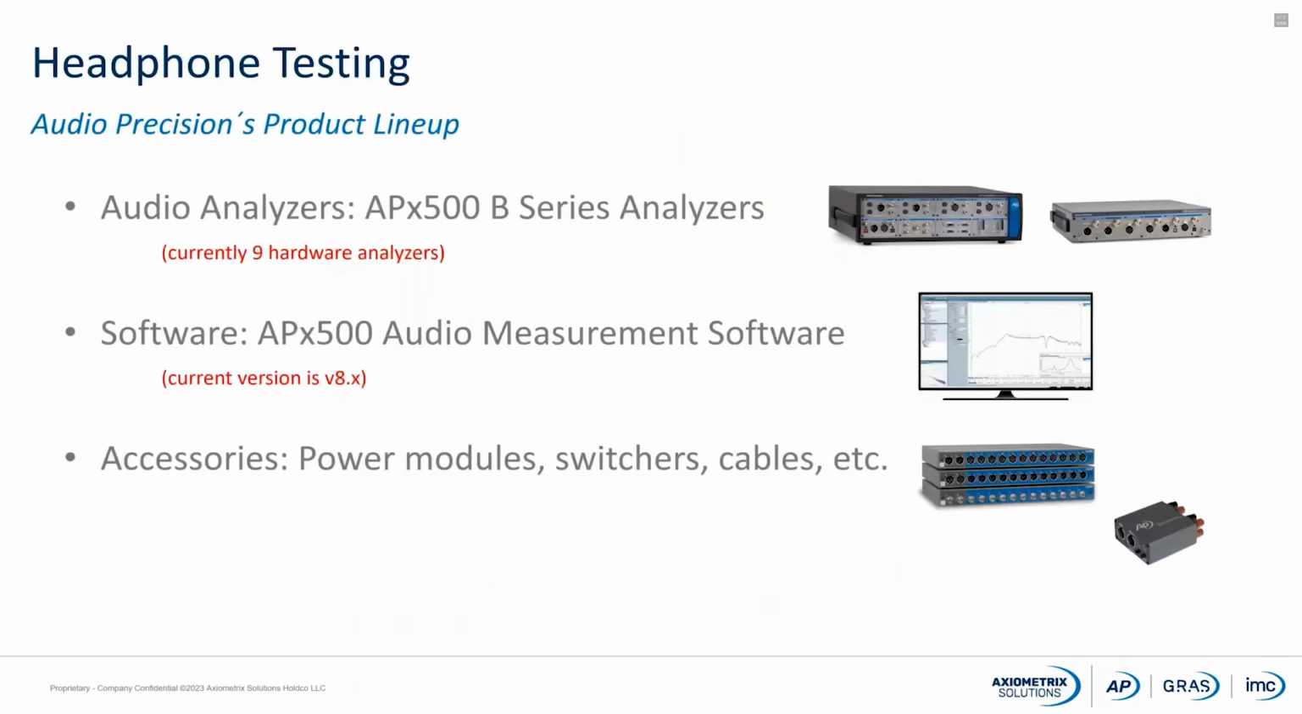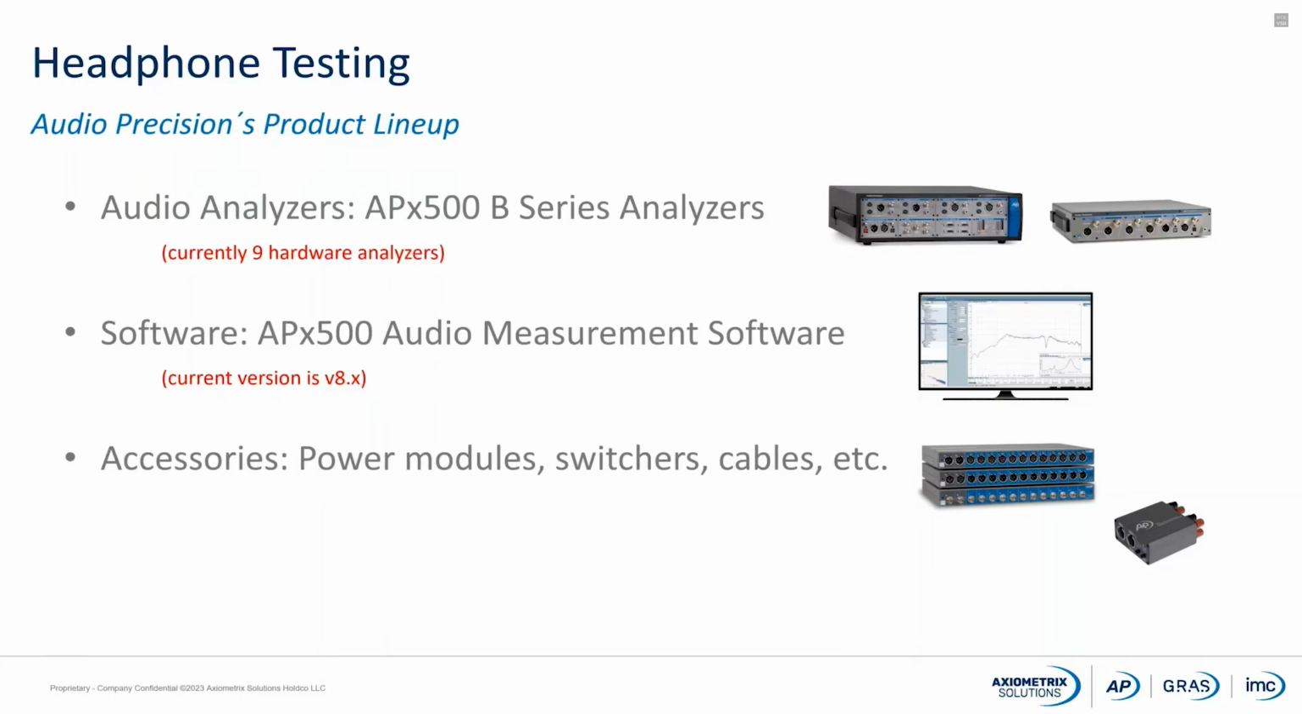For the ones in the audience that are not familiar with audio precision, this is the basic lineup of the company. We are selling audio analyzers. The current family of analyzers is called APX 500B series, and we have 9 different models. These analyzers are intended to be used together with AP software, which is called APX 500 audio measurement software. Current version for this software is version 8.